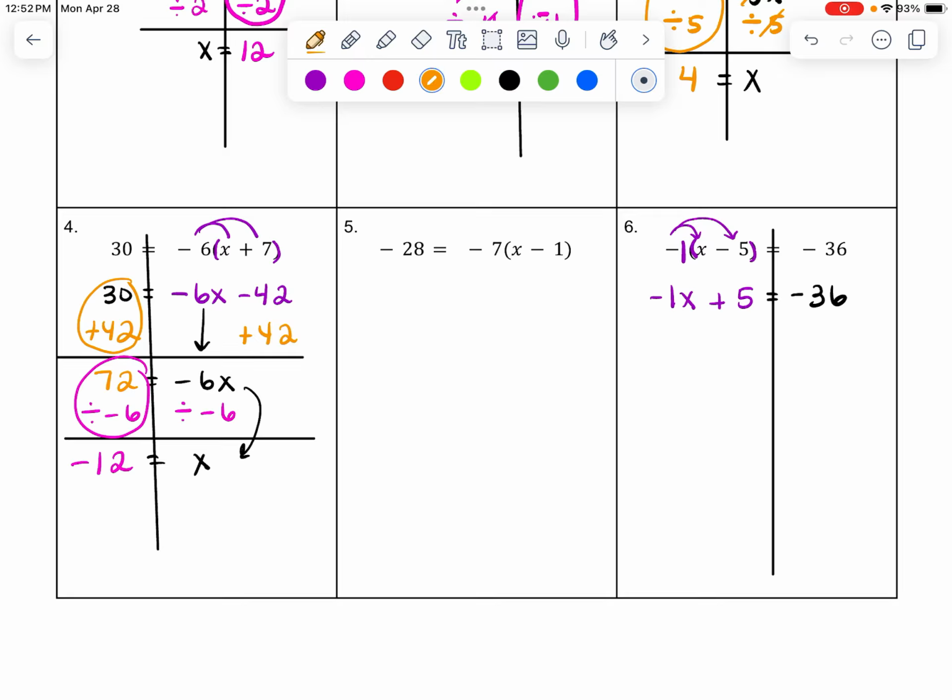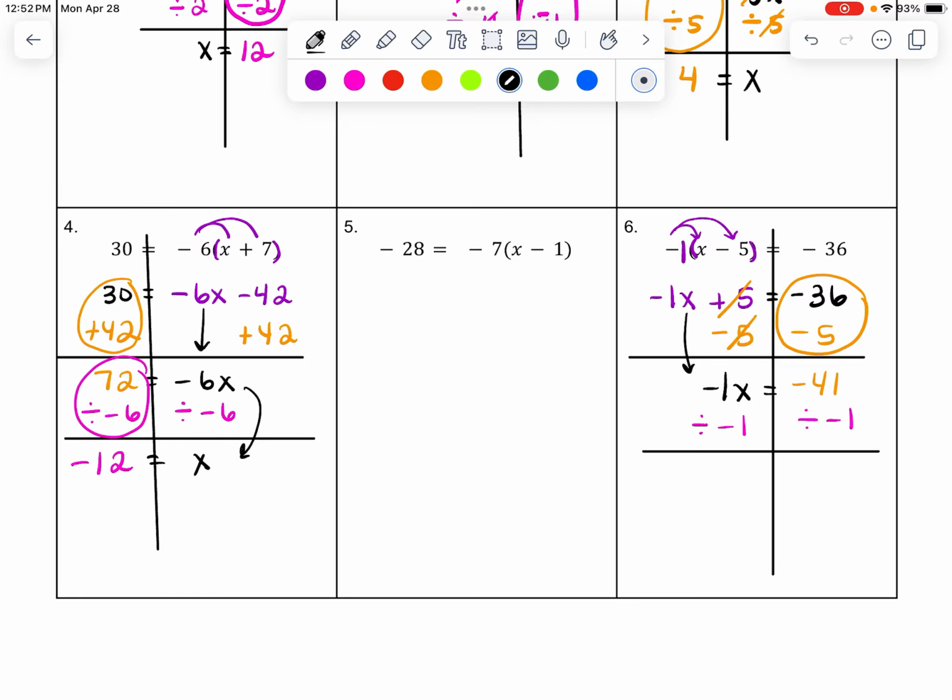Now I'm going to get the x by itself. So I'm going to start by reversing the number that is farthest away. That means I'm going to subtract 5 on both sides. I'm going to drop down the negative 1x, and negative 36 minus 5 is negative 41. Then I'm going to divide by negative 1 to get the x by itself. That means I get x equals negative 41 divided by negative 1, which is positive 41.